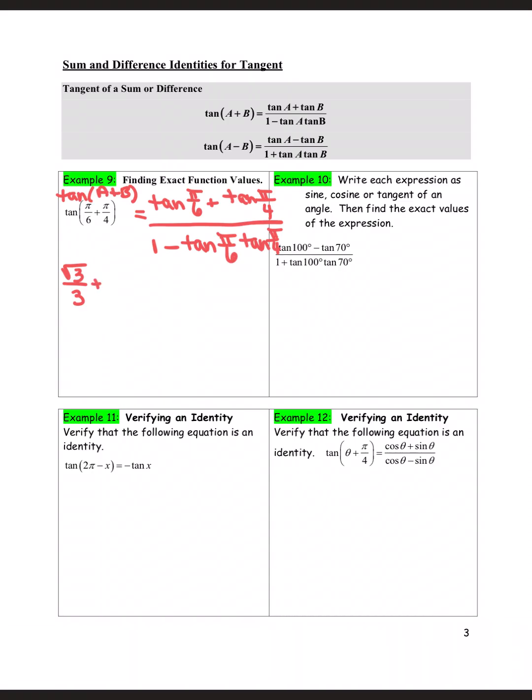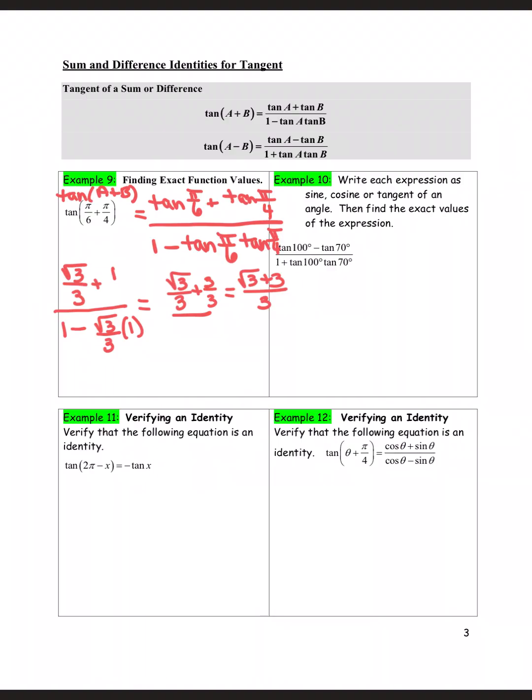Plus tan of pi over 4, which is 1, divided by 1 minus tan of pi over 6, which is square root of 3 over 3, times tan of pi over 4, which is 1. So here I'm going to get a common denominator, which is going to be square root of 3 over 3 plus 3 over 3. So that's going to give me square root of 3 plus 3 divided by 3 on the numerator.